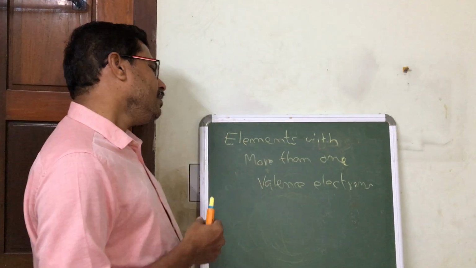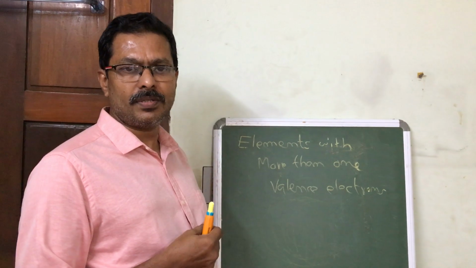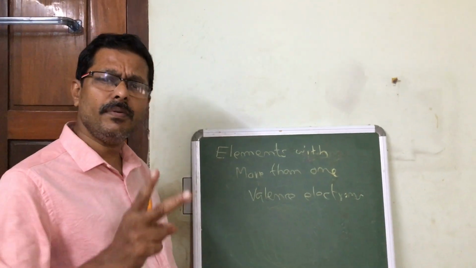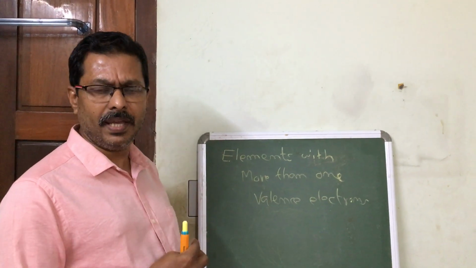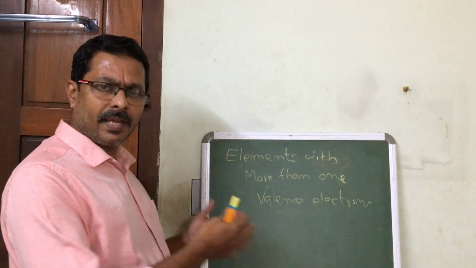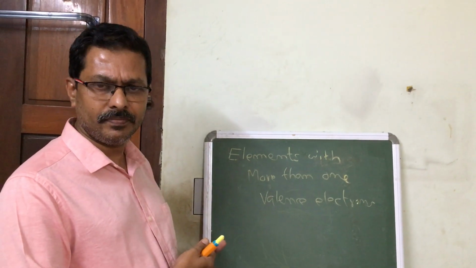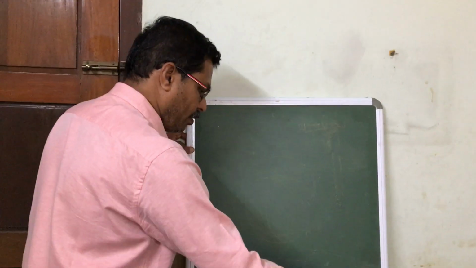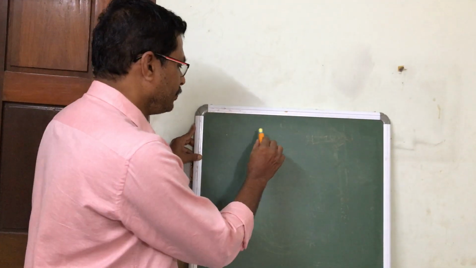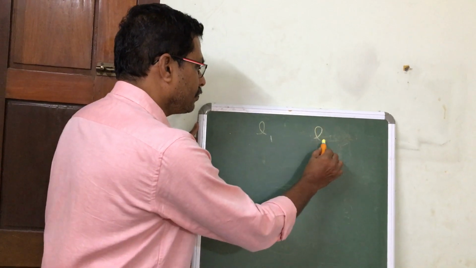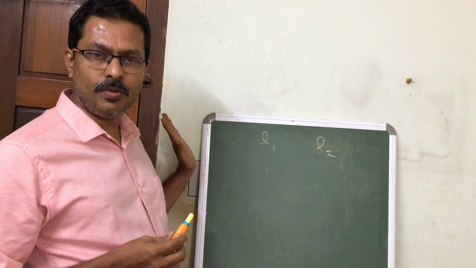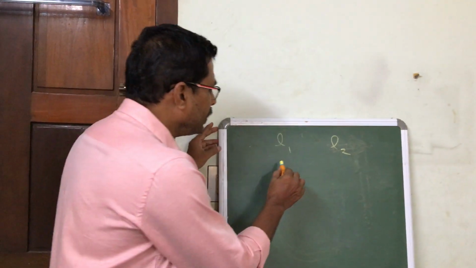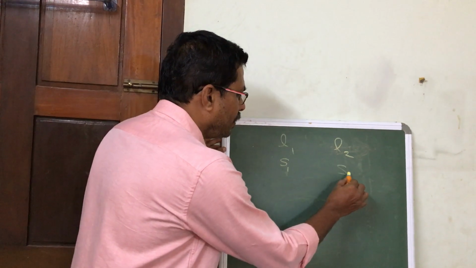And with more than one valence electron, as an example your alkaline earth metals, we have two valence electrons. That is the simplest case. Here, what will be the case that we have to discuss in this class? So when you have two valence electrons, you can assume orbital quantum numbers L1 and L2, with the spin quantum numbers S1 and S2.